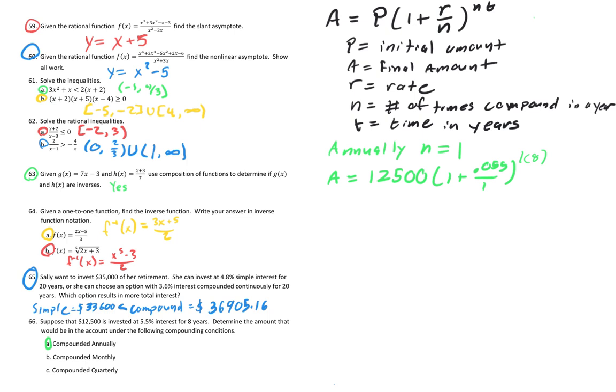Now we can plug this in and start simplifying. So A is going to be 12,500 times 1 plus 0.055, so 1.055 to the power of 8. Plugging that into our calculator, 12,500 times 1.055 to the power of 8, we'll have a value of 19,183.58. When we're dealing with money, we always want to round to 2 decimal places because that's how many cents we're allowed to have. Right?